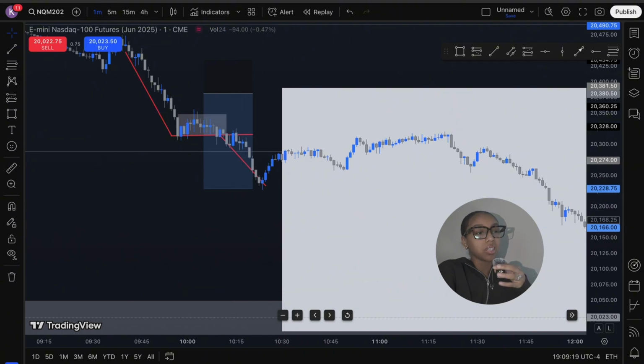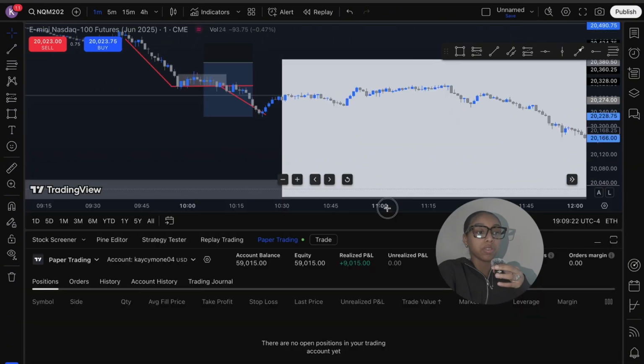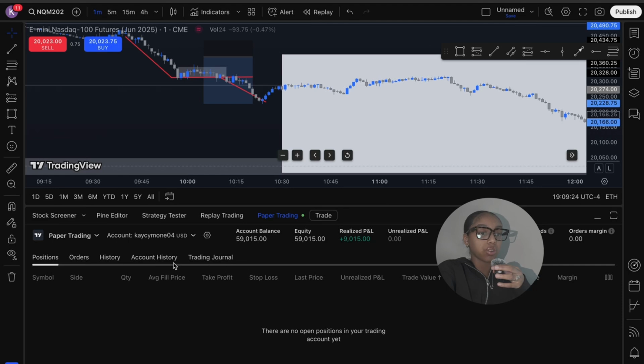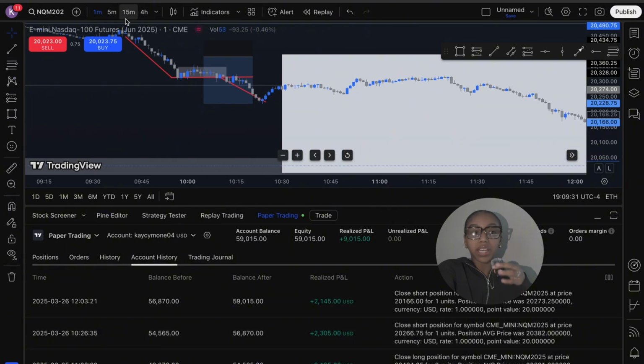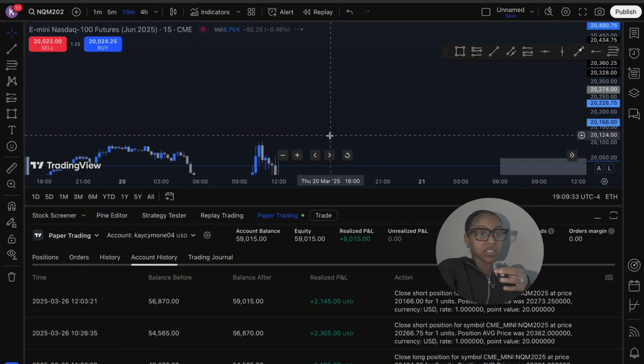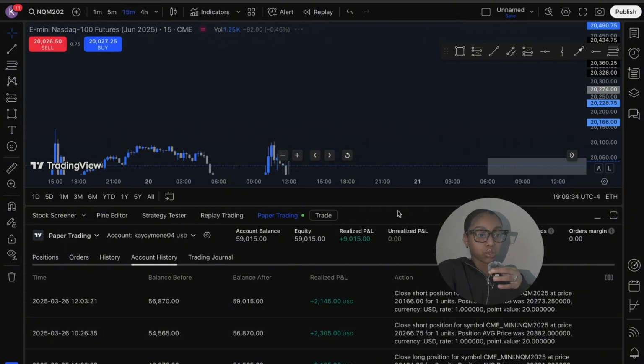I don't know if I got the full 152 pips, but that trade was this one right here, $2,305. All right, so that's trade number one. So let's go over trade number two.